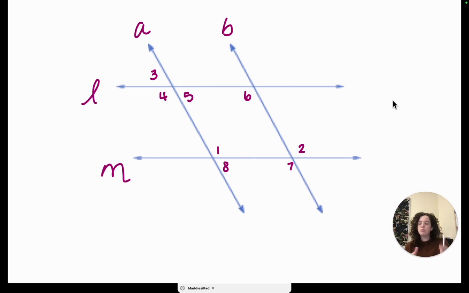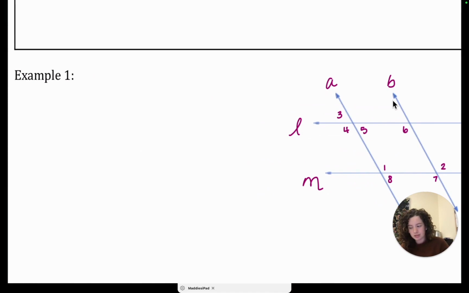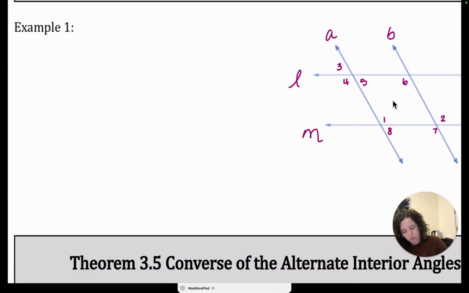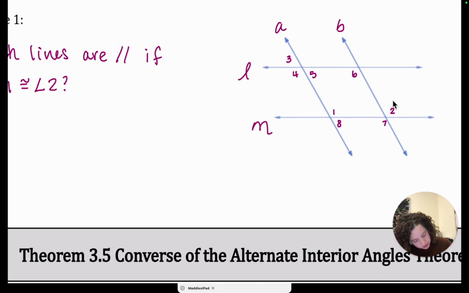All right, and then what we are going to do is we are going to answer a couple questions here. So my first question to us is, which lines are parallel if angle 1 is congruent to angle 2? All right, so the question I'm asking is, if these are the two angles that are congruent, which lines are parallel?